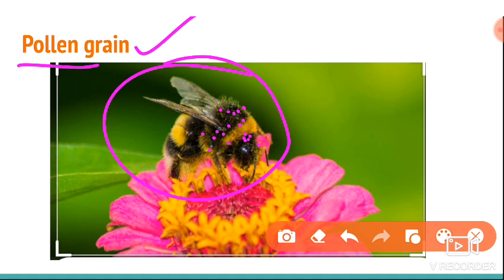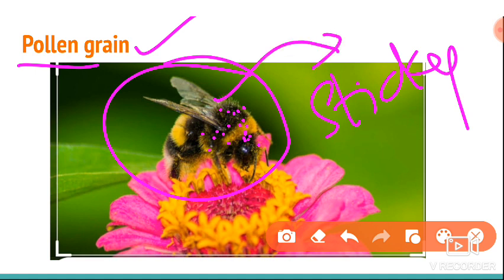Usually, animal pollinating flowers have sticky pollen grains, but in the case of wind pollinating flowers they are not sticky. Don't get confused, in animal pollinating flowers they are sticky. They can stick to the animals. Once they stick to the insect, that insect can travel from one flower to another flower, and when it reaches the stigma of the next flower, these pollen grains fall on that stigma. So pollination can occur.